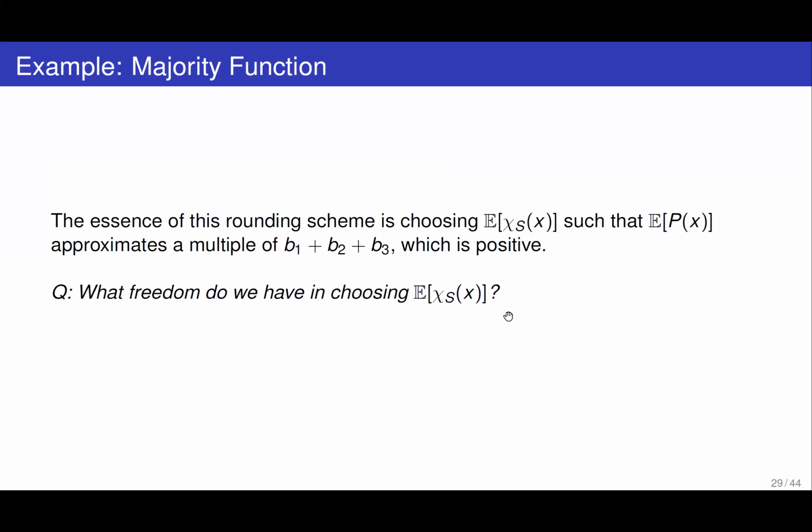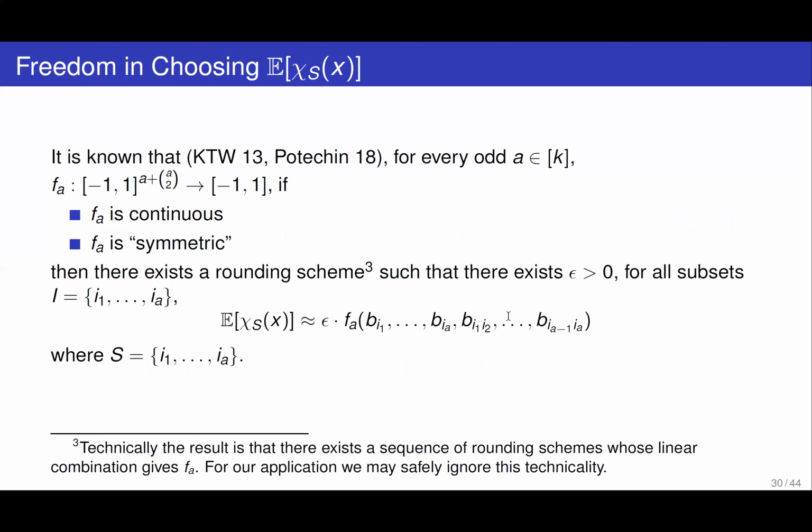The question is, what kind of freedom do we have in choosing these expected values for the monomials? So it turns out that we have a fair degree of freedom in doing so. It is known that for every odd a, and functions fa, which take biases and pairwise biases of a variables as inputs and output a number between -1 and 1, if fa is continuous and symmetric, then there exists a rounding scheme such that the expected value of chi sub S of x can be made to be approximately equal to a multiple of fa.